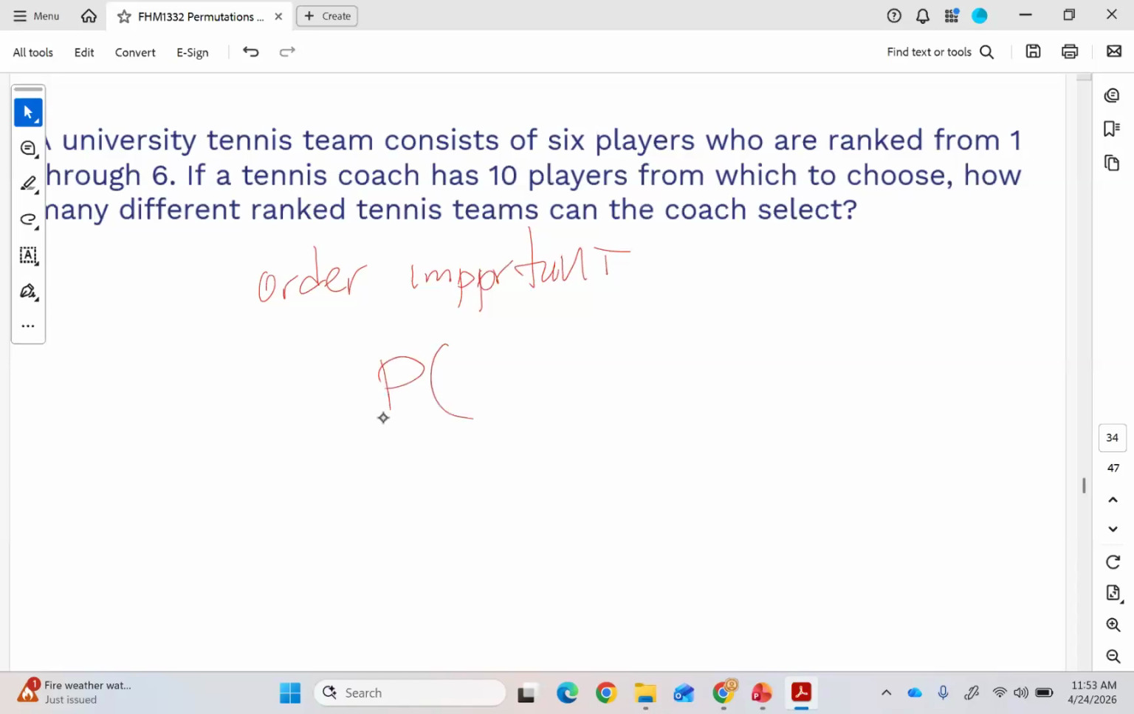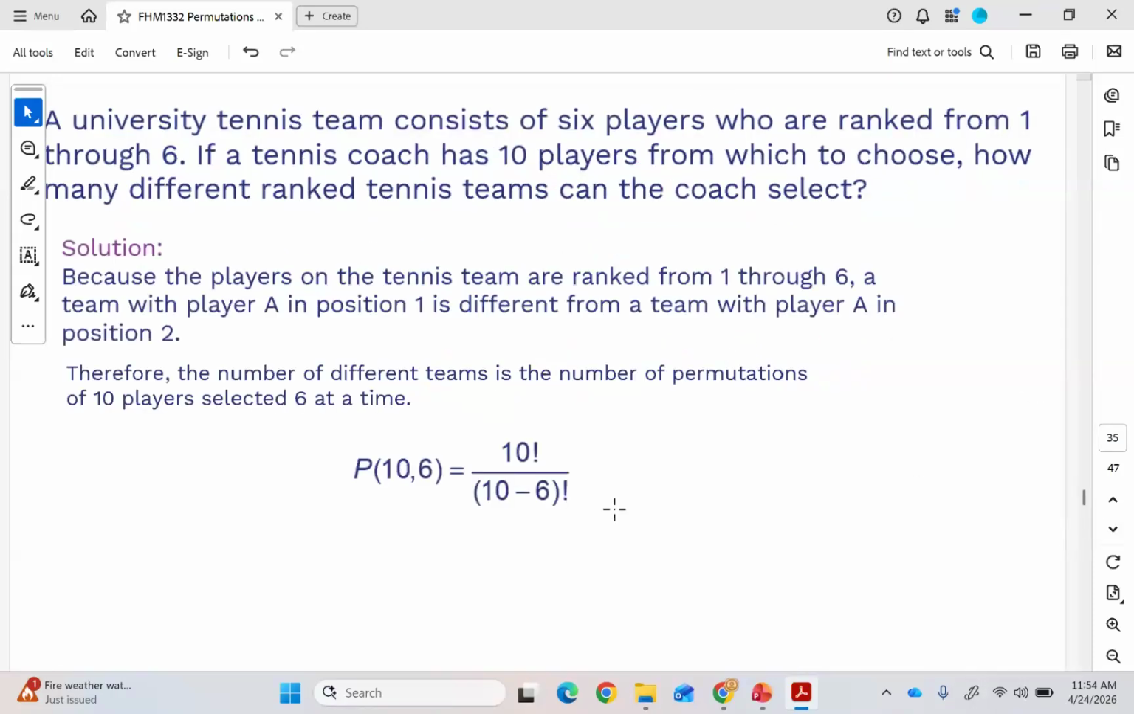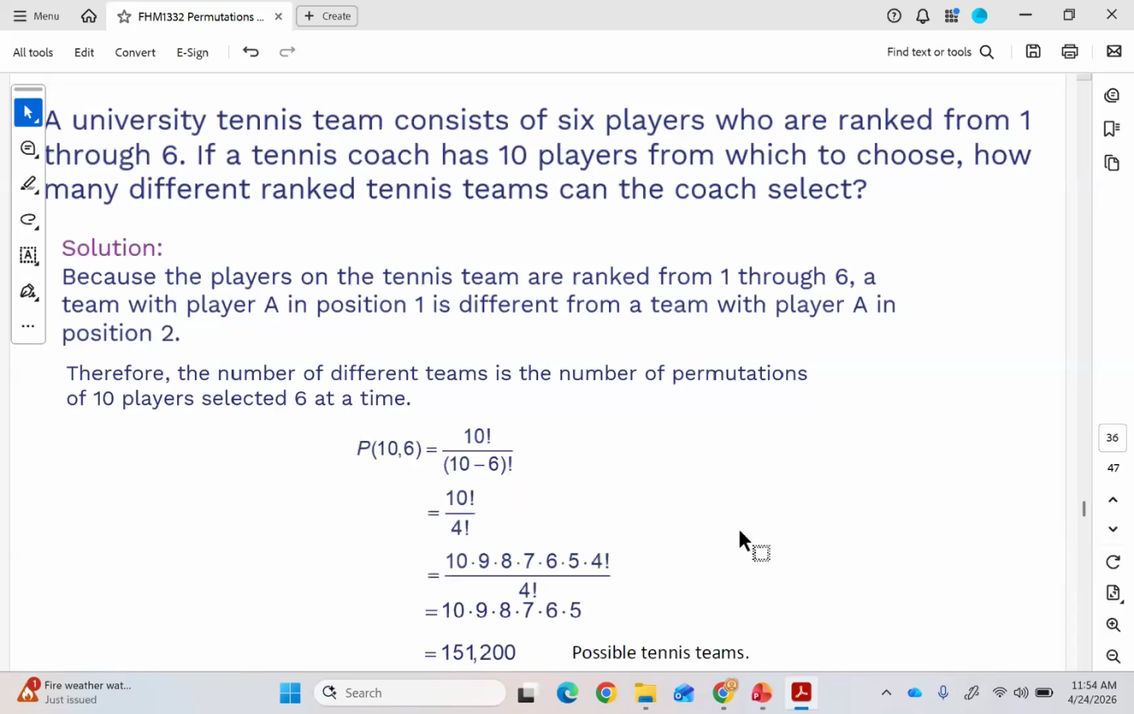So the answer would be P, which represents permutations, and then we have N and K. N is the total number, so there's 10 players, and I want to select 6 of them, so K is 6. And to find out the exact number of orderings, I would apply my definitions. So notice that 10 factorial is a multiplication from 10 all the way till 1, divided by 10 minus 6 factorial. Subtract first, this would be 4.